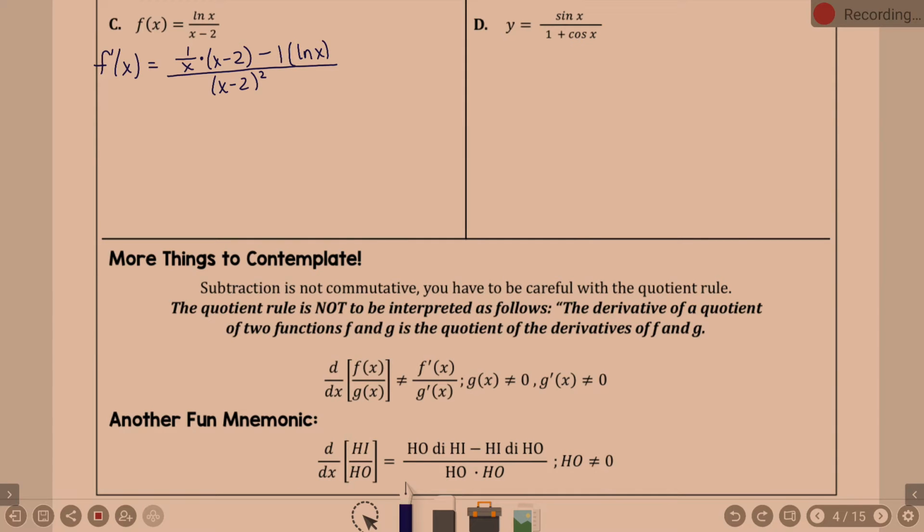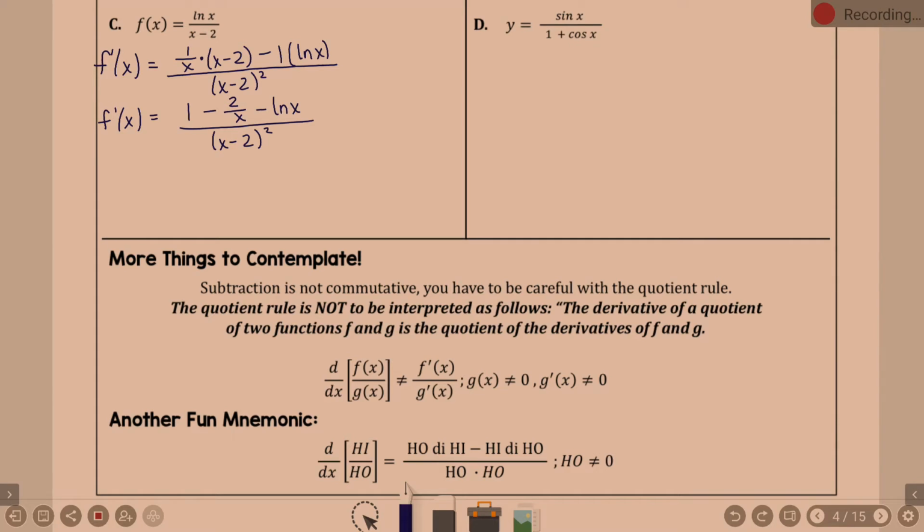Now, let's see, what way do I want to do this? If we go ahead and distribute on top, I think I'll do that. 1 over x times x is going to be 1, minus 1 over x times 2 is going to be 2 over x, minus 1 times natural log of x is minus natural log of x, over x minus 2 quantity squared.